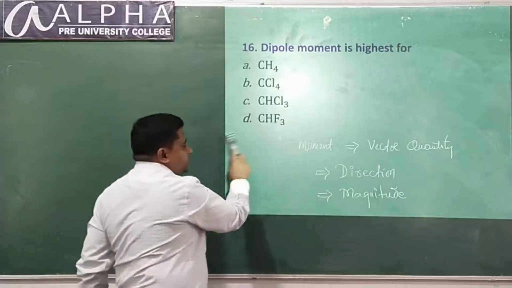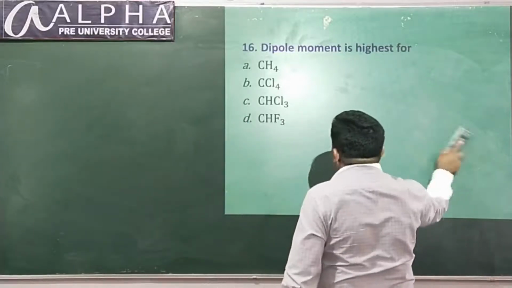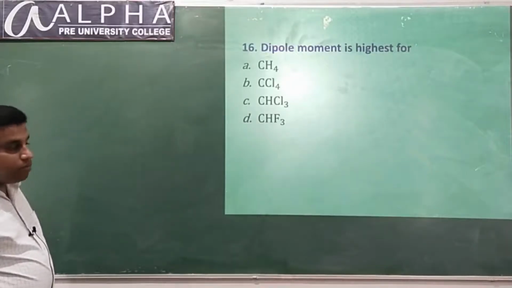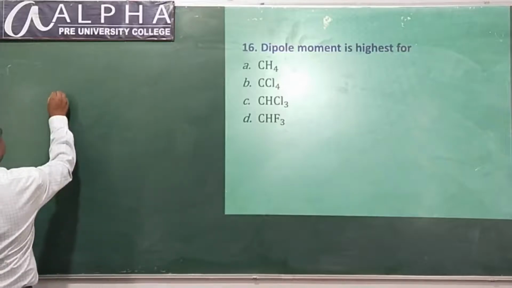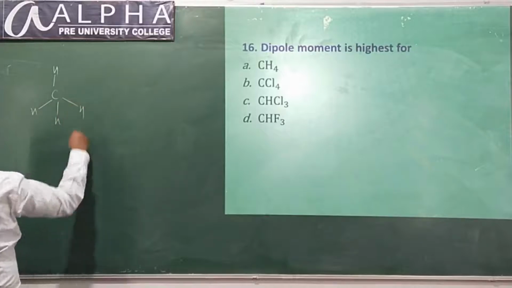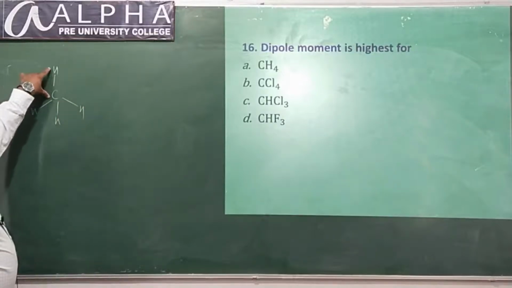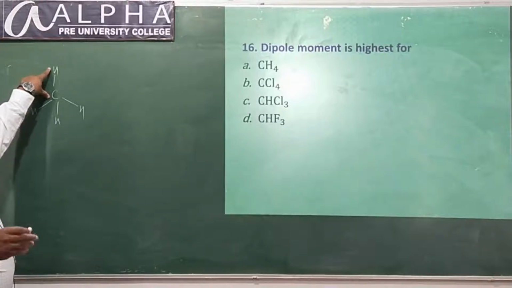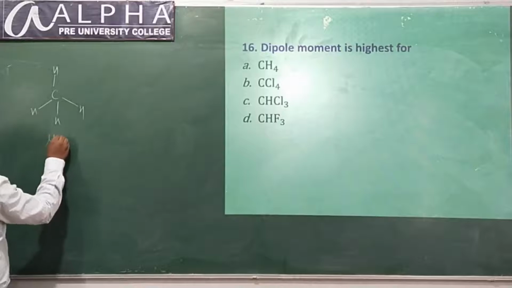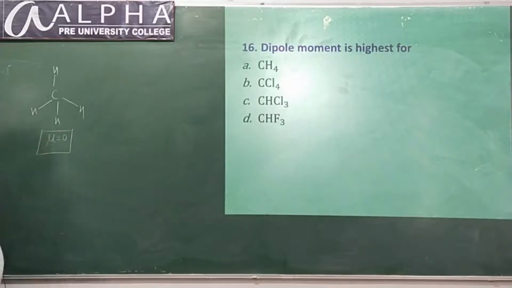According to the question, the dipole moment is highest for methane, carbon tetrachloride, chloroform or fluoroform? If I consider methane, CH4, we know that carbon and hydrogen are equally electronegative. There is no electronegativity difference between carbon and hydrogen at all. If there is no electronegativity difference, there is no charge separation. If there is no charge separation, there will be no dipole moment. Of course, the dipole moment of this molecule is 0.